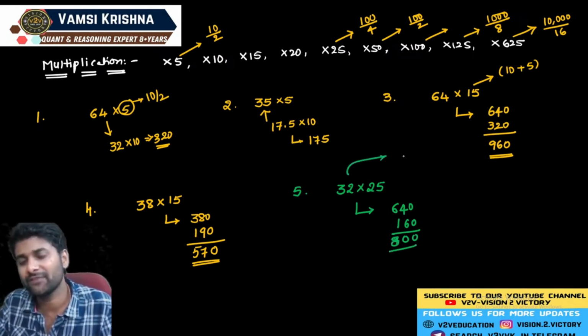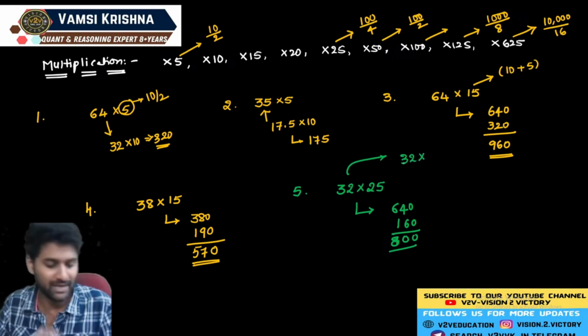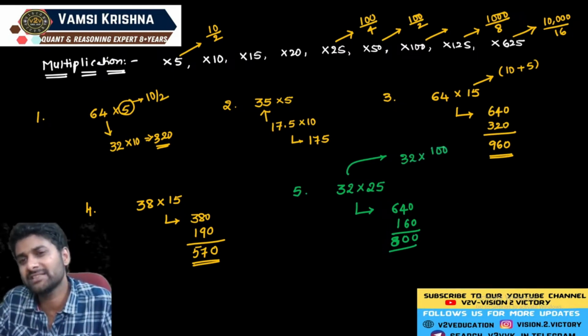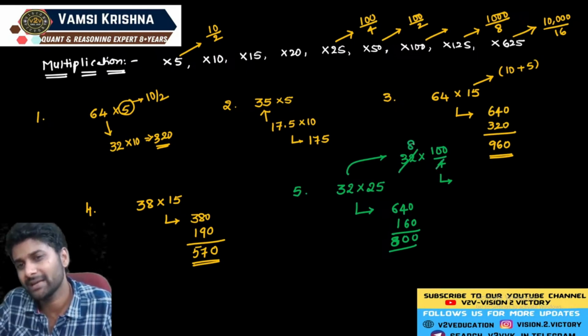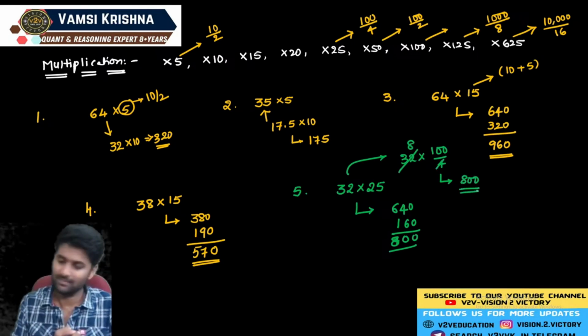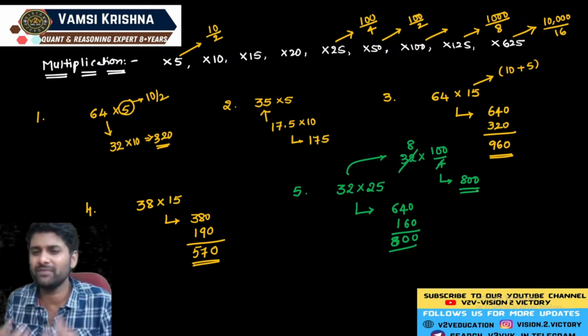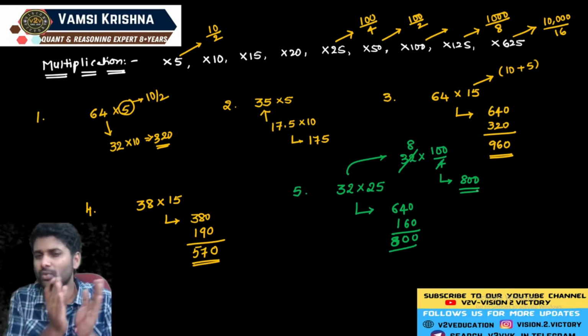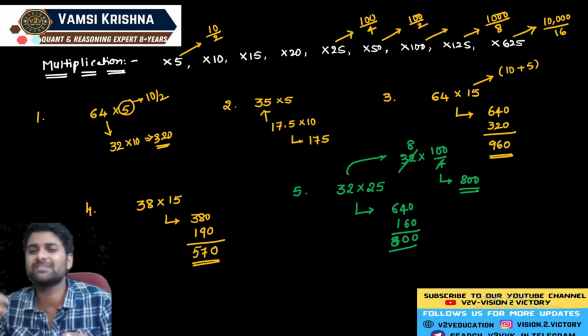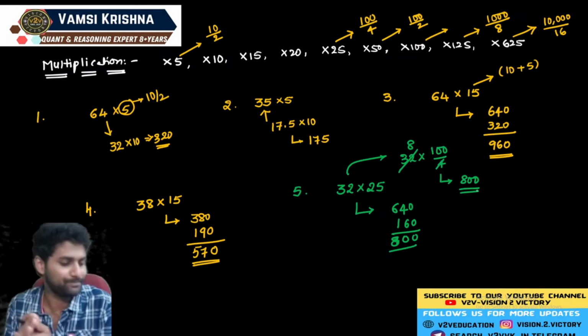Otherwise, if 32 is multiplied by 25, what is the value of 25? 25 means 100 divided by 4. If 32 is divided by 4, it becomes exactly 8. Now 8 multiplied by 100 is still resultant 800. Any number, guys, which is multiplied by 25, take one fourth of the number and multiply it by 100. Hope it's clear.